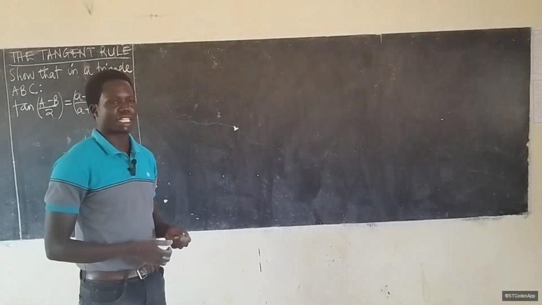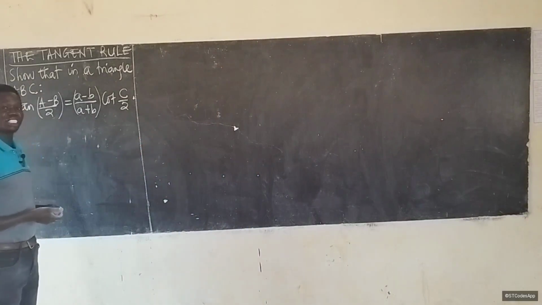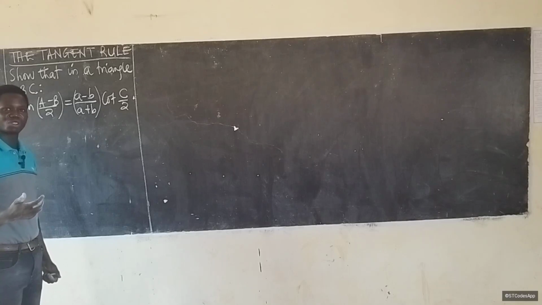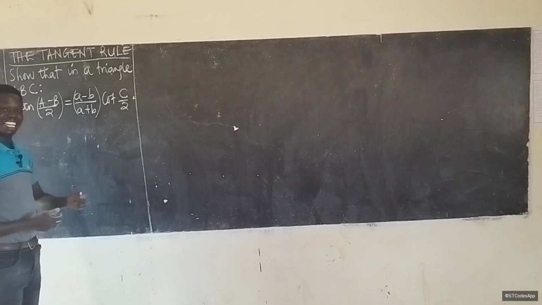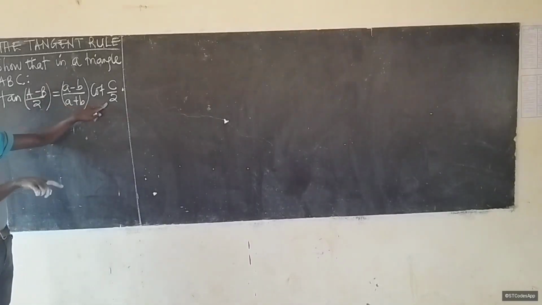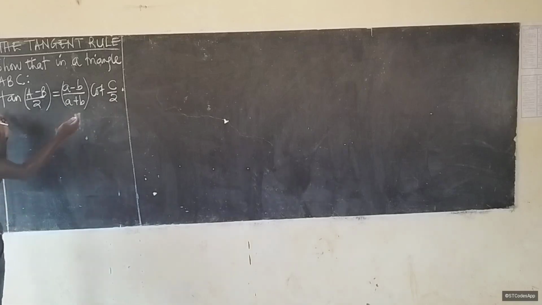Today, I want us to look at what we call the tangent rule. Tangent rule is one of the rules that we use for solving triangles. It is handy in solving triangles. At the end of this, I'm going to write the rest of the tangent rule, and you must be able to prove it at the end of it all. So let us see how we can prove this one.